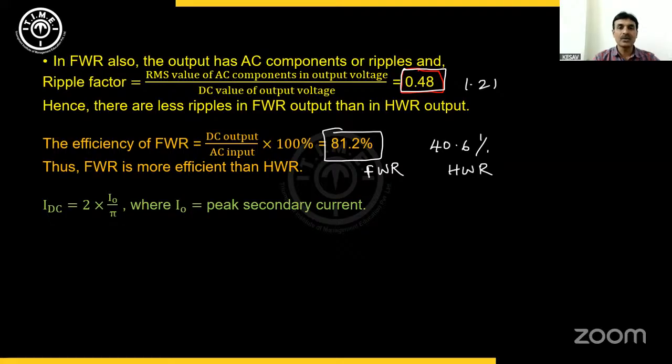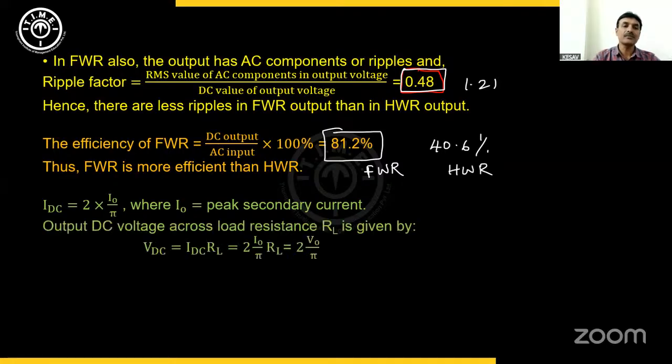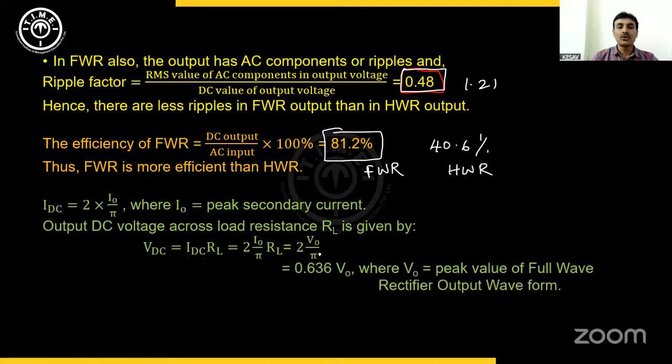Once you know current, you can find voltage also, VDC, by multiplying with load resistance. See, VDC is IDC multiplied by RL, load resistance. That is 2 I naught by pi into RL. Whereas I naught into RL is nothing but V naught, peak voltage. So 2 V naught by pi is its value. And 2 by pi is 0.636. So this overall value is 0.636 V naught, where V naught is the peak value of full wave rectifier output waveform.